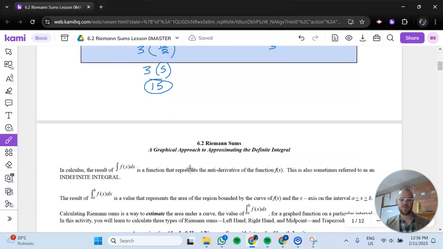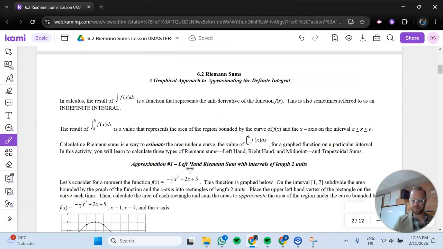All right, so let's get into Riemann sums for real here. Now, there's a lot of reading that you can do if it helps you understand it. But basically what we're taking a look at is the integral of f of x, a function, which represents the antiderivative, which is what we talked about before. We also call it indefinite integrals. This is because there's no bounds. We're just saying, find the whole thing.